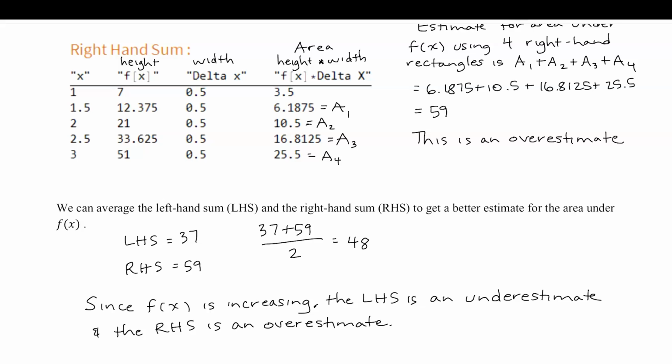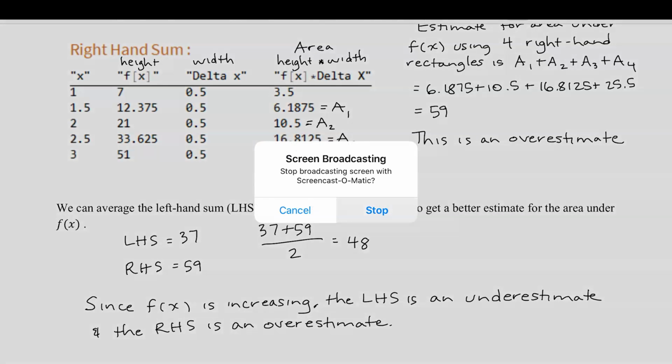And in general, I can always take the average of the left and right-hand sums to get a better estimate than either one gives me individually. Do I think that 48 is the exact correct area under the curve? No, not necessarily. But it's a better estimate than either 37 or 59.